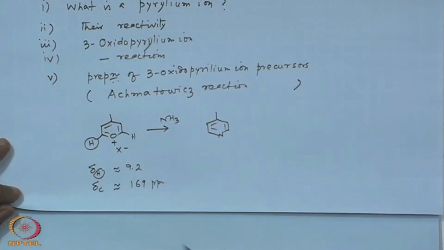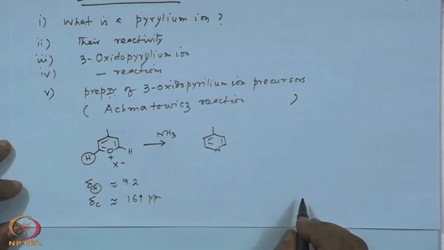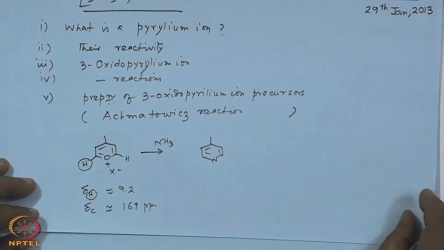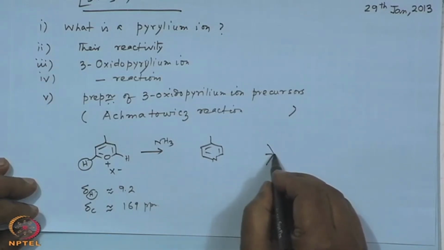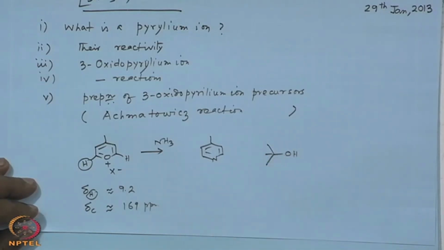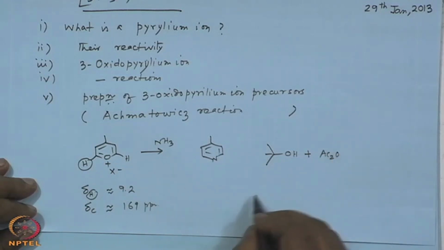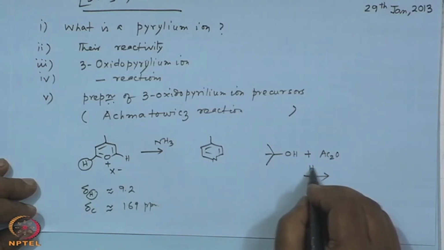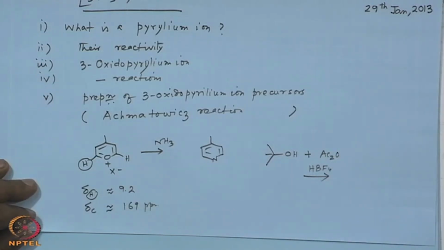So, from there you can characterize them. And how to make them? Very easy. The salts could be made from unbelievably simple starting materials. For example, you take this tertiary alcohol and acetic anhydride, and the catalyst here is tetrafluoroboric acid.